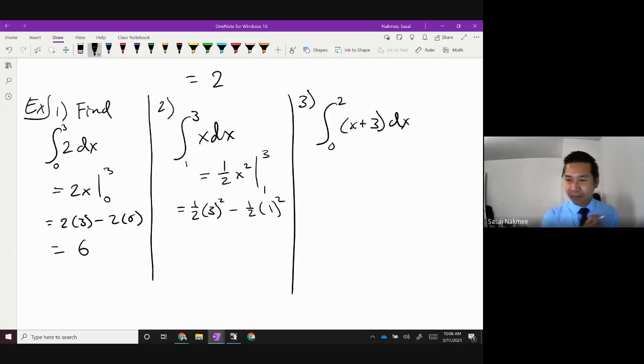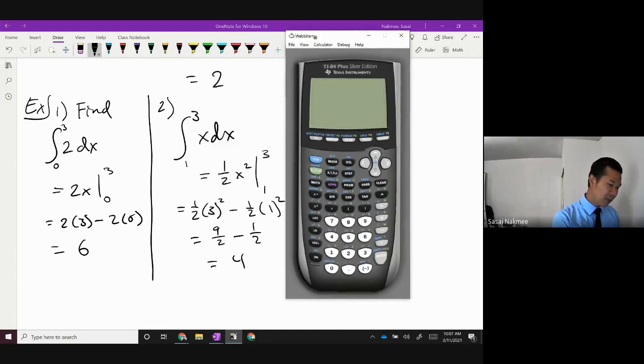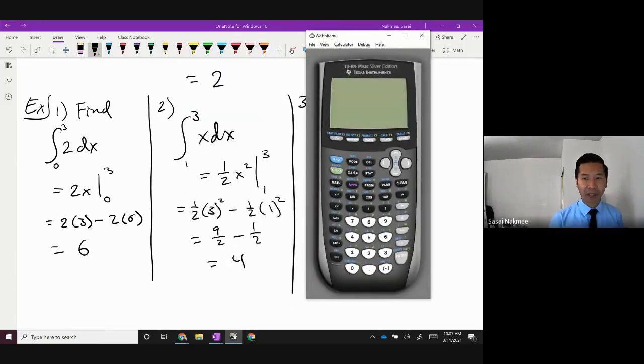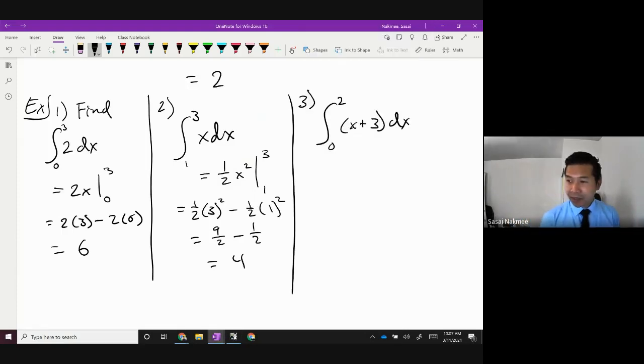When I plug in these values, 3 squared is going to be 9. 9 over 2 minus 1 over 2 gives me 8 over 2, which just gives me 4. And you can always double check this if you're doing this for homework. I want you to practice your calculator. Don't think, hey, I'm in a math class, I shouldn't use my calculator. So we go to math 9, and I'm going to practice plugging this in, from 1 to 3 of x dx. We plug it into the calculator, and it gives us the value of 4. Hey, look at that, that one gives us the exact value. So it matches up pretty well there.